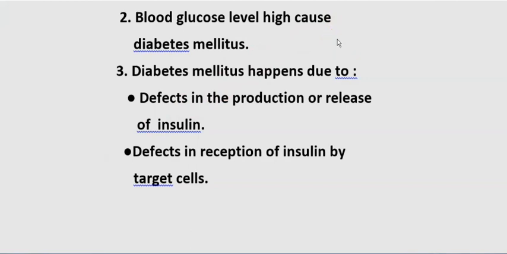High blood glucose level can cause diabetes mellitus. Okay, this is what we call diabetes mellitus. Diabetes mellitus happens due to defect of production or release of insulin. That means something went wrong and the pancreas cannot secrete enough insulin. Or defects in reception of insulin by target cell. That means the insulin cannot be received by the target cell. Or this can cause diabetes mellitus.